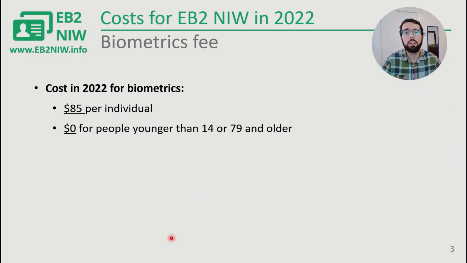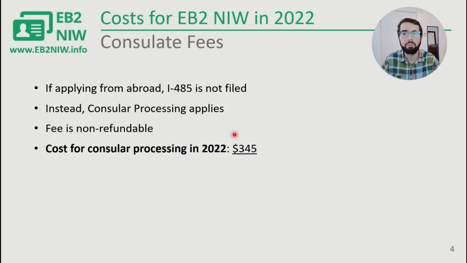Then we have the biometrics fee. So once you submit your adjustment of status, you will be called for an interview most likely. And even if you are not called for an interview, you will still be called for a biometrics. And that's where they take your picture and they take your fingerprints. So you have to go to a certain location that they will indicate, and you'll need to pay $85 for that. Unless your dependents are younger than 14 or older than 79 years old, then it will be free.